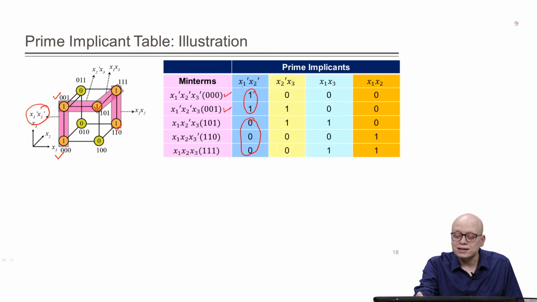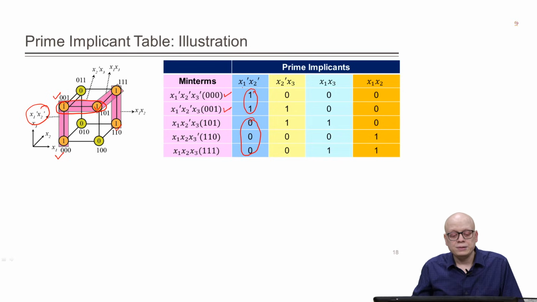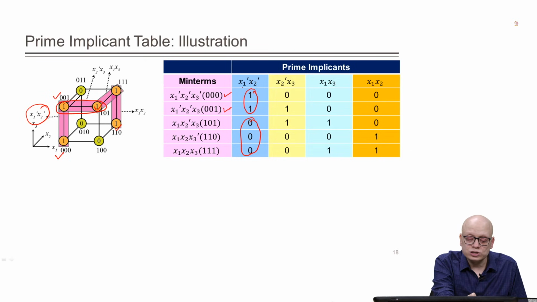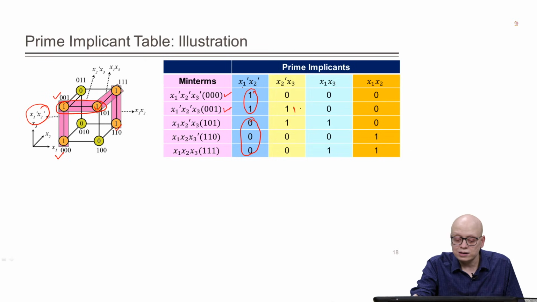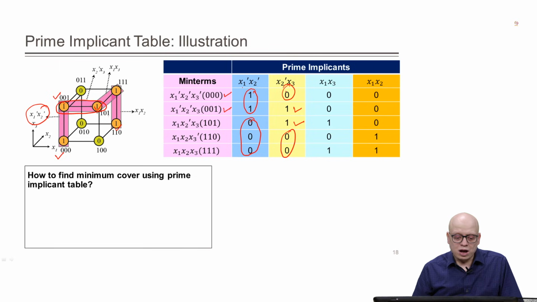Similarly, x2 dash x3 is this implicant, and it covers the corners 0 0 1 and 1 0 1, and therefore we make these two entries as 1 and the rest as 0, and similarly we make the other entries in the table. Now, how to find the minimum cover using the prime implicant table?